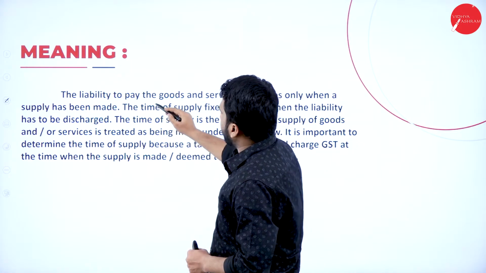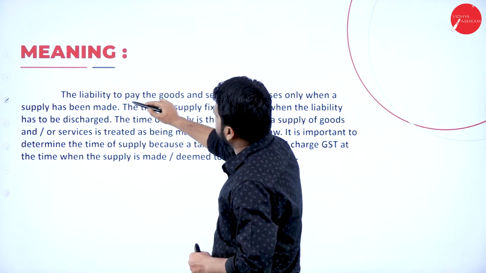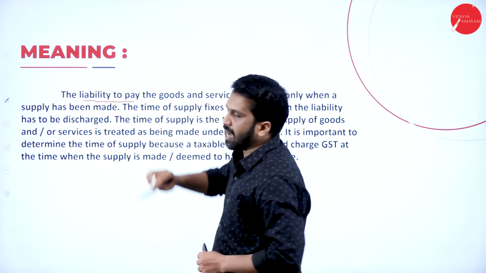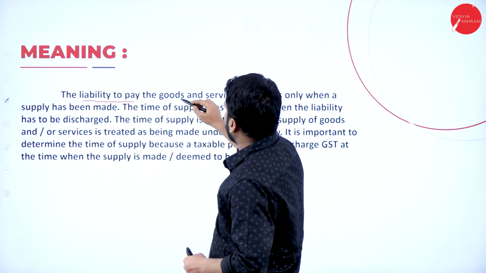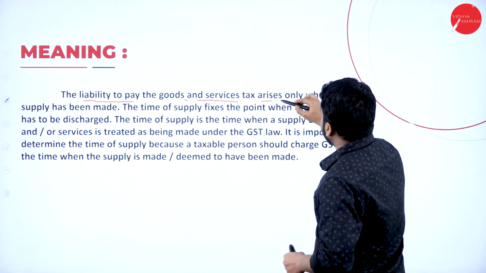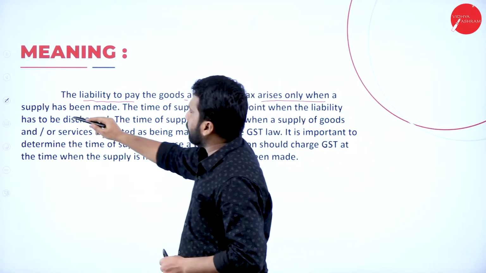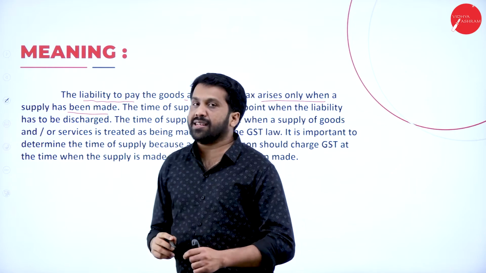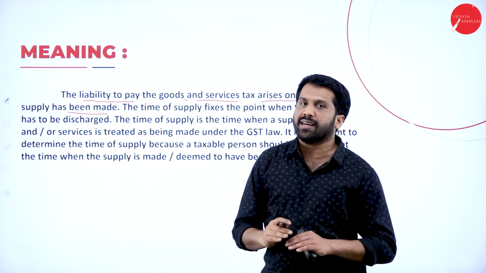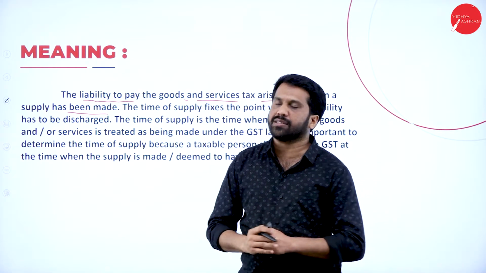Now, the liability to pay tax on goods. See, the liability, the tax has to be paid. Goods and services tax arises only when supply has been made. Unless and until you make the supply, the tax liability will not arise.